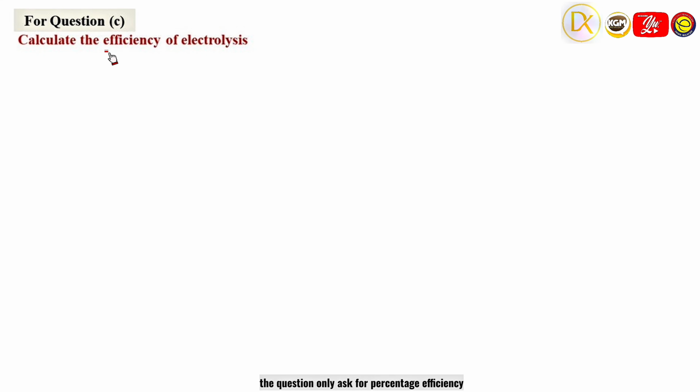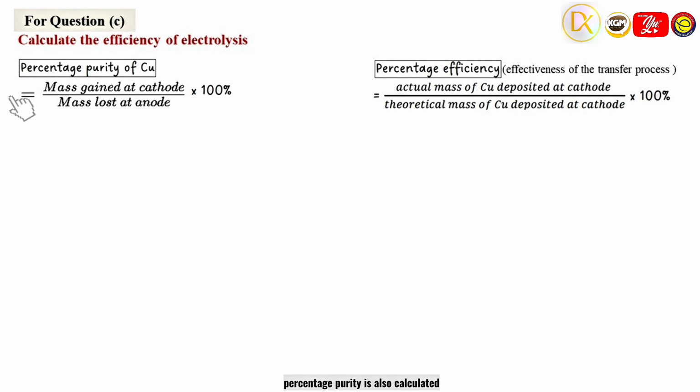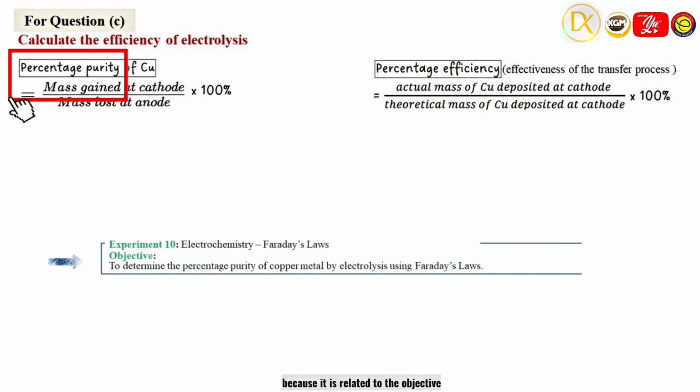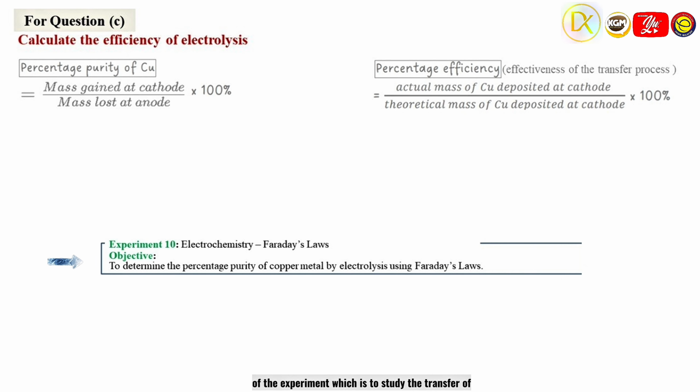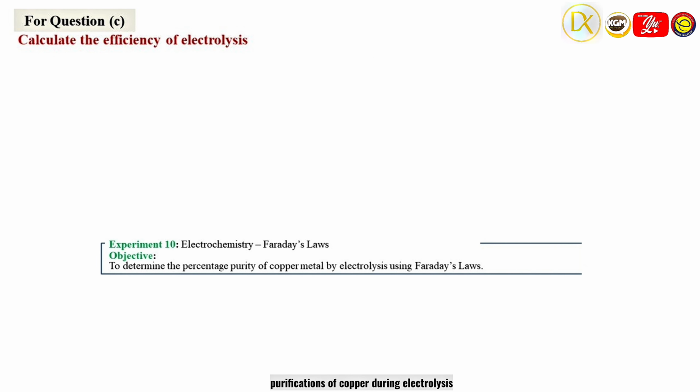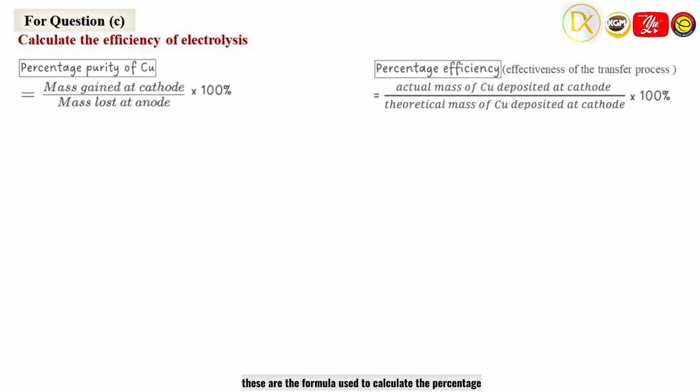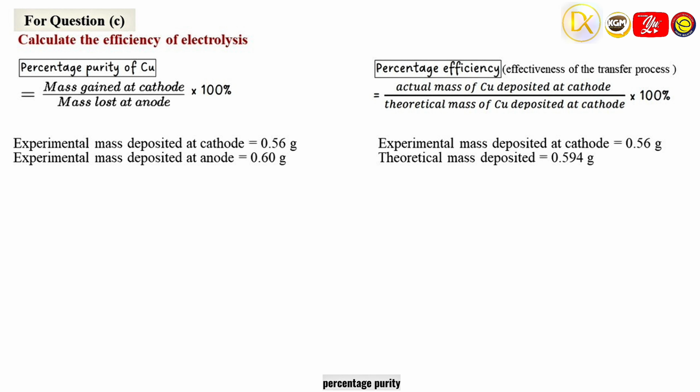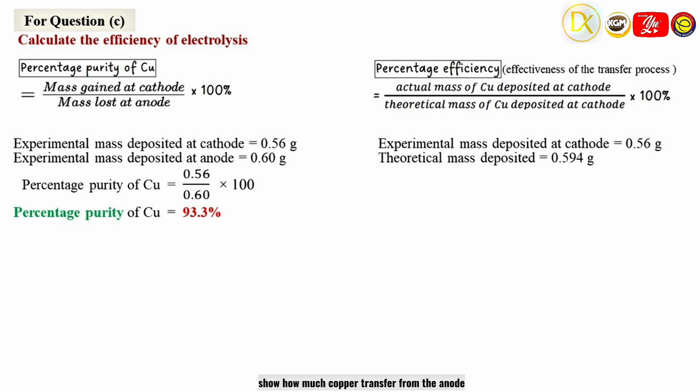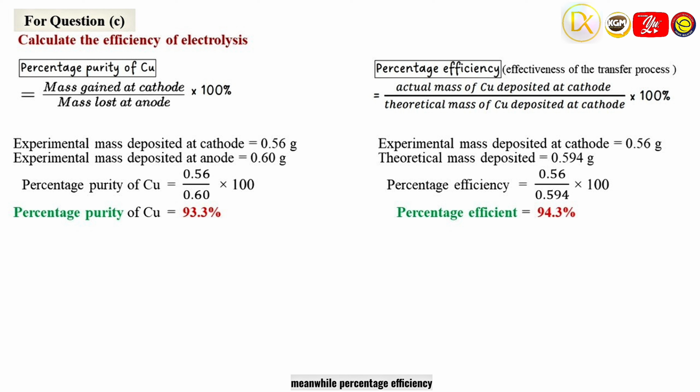Although the questions only ask for percentage efficiency, percentage purity is also calculated because it is related to the objective of the experiment, which is to study the transfer and purification of copper during electrolysis. These are the formulas used to calculate the percentage purity and percentage efficiency. Percentage purity shows how much copper transferred from the anode is successfully deposited at the cathode. Meanwhile, percentage efficiency compares the experimental result with the theoretical value predicted by Faraday's law.